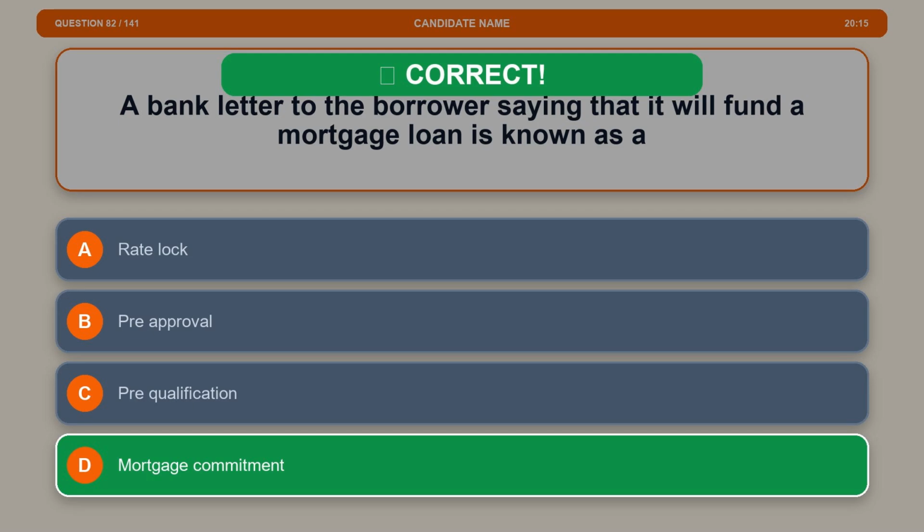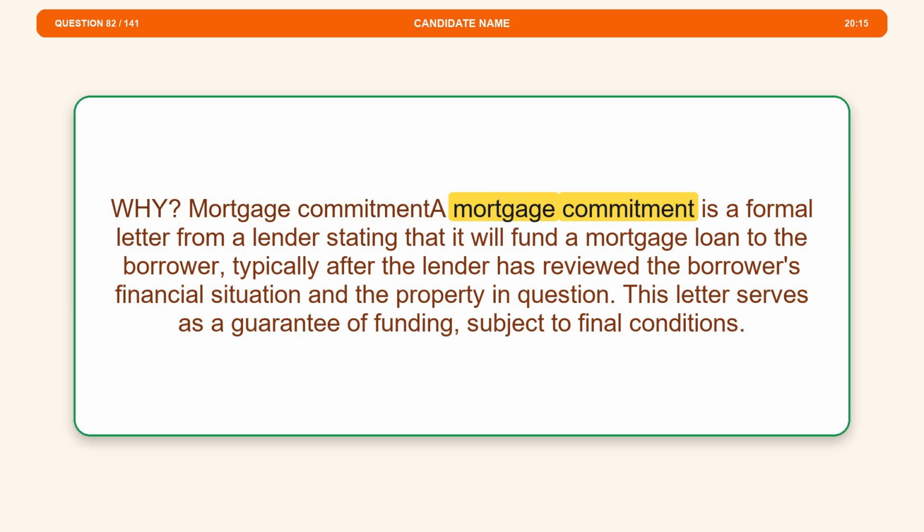The correct answer is option D. Mortgage commitment. Mortgage commitment is a formal letter from a lender stating that it will fund a mortgage loan to the borrower, typically after the lender has reviewed the borrower's financial situation and the property in question. This letter serves as a guarantee of funding, subject to final conditions.